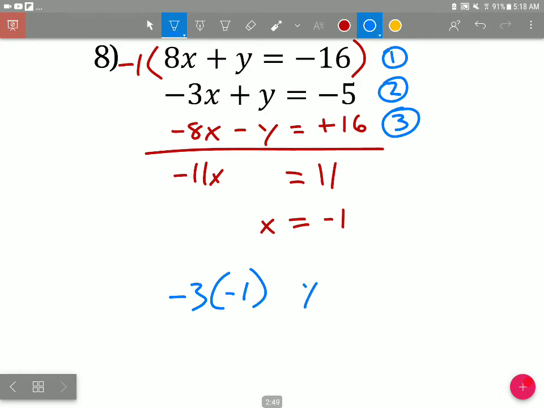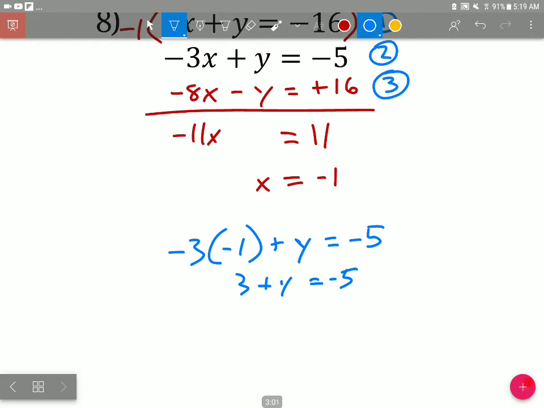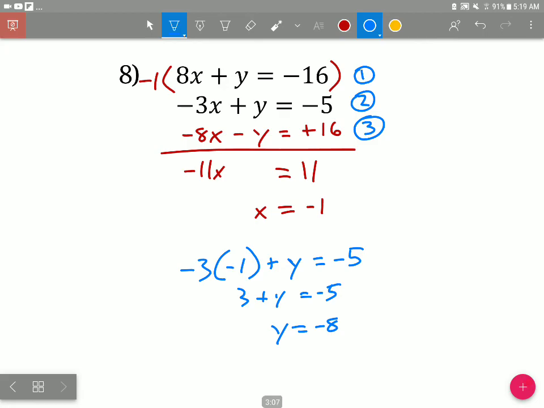Plus y equals negative 5. All right, negative 3 times negative 1 is positive 3. Subtract the 3. Y equals negative 8. So your answer is negative 1, negative 8.